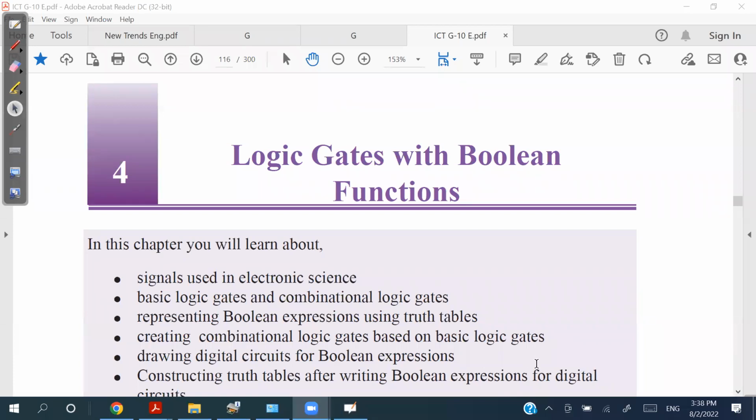Right. So, yeah, the fourth lesson that we have to discuss is logic gates with Boolean functions. Let's talk about it like this. First of all, you have to understand what a logic gate is and why there is a Boolean function in the computing part, right? I'll tell you the reason why.